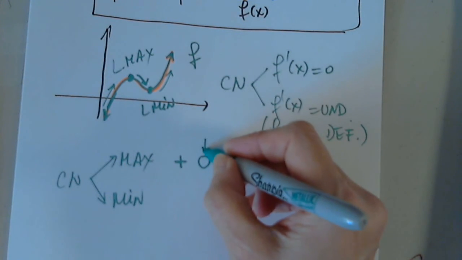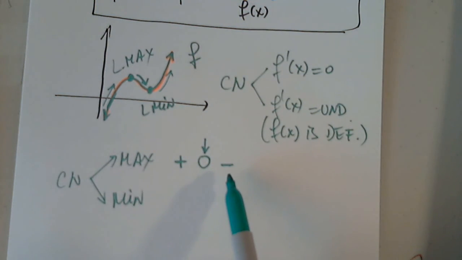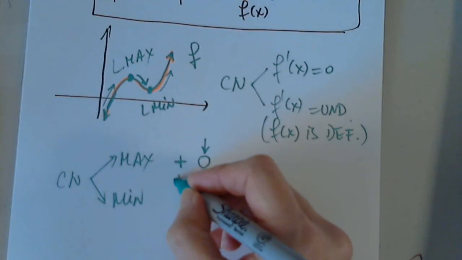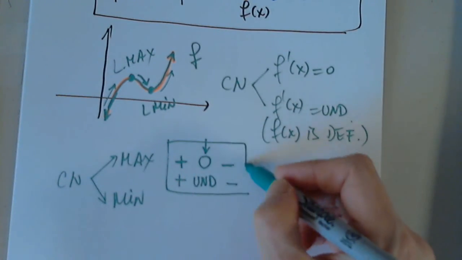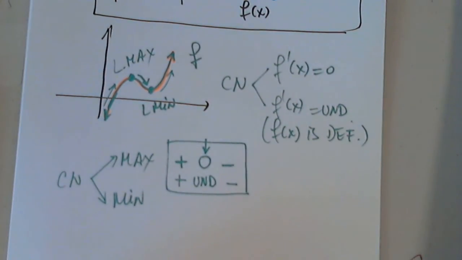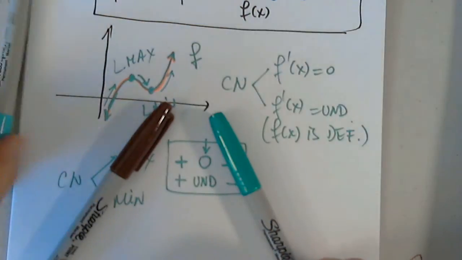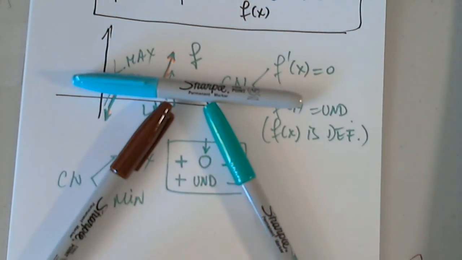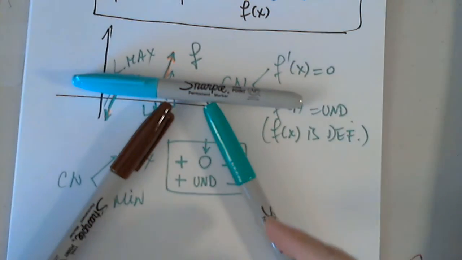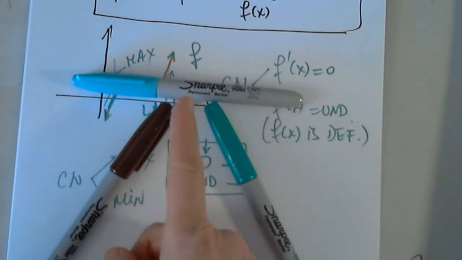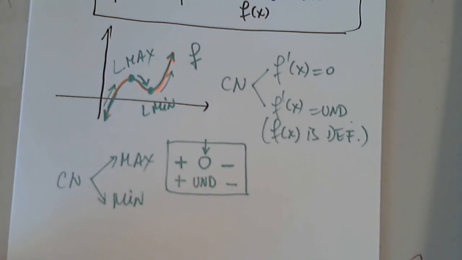So this is the derivative. The derivative is positive and then 0 and then negative. Or it's positive, undefined, and negative. These two are specific for a maximum. What does this mean? The function increases, reaches a peak, which is a maximum, and then it decreases. So this is the sequence for a maximum.